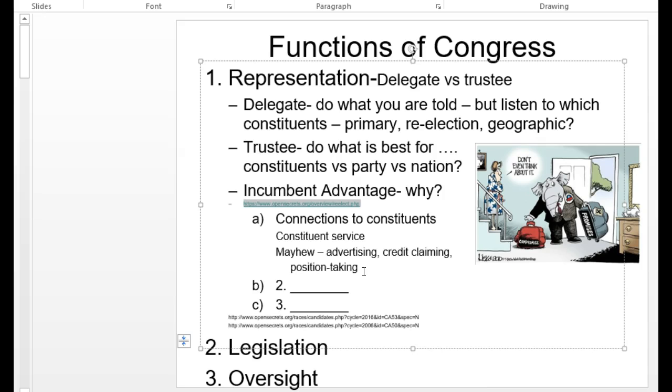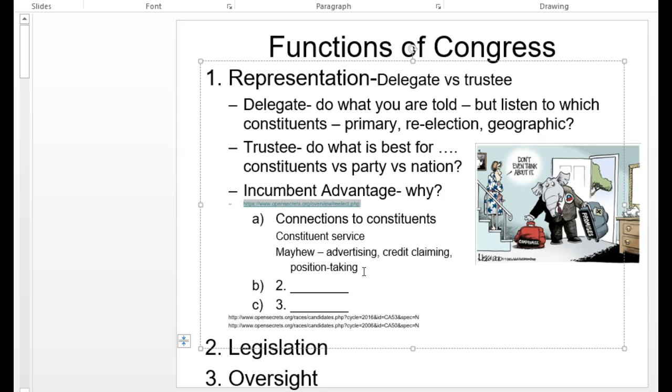Credit claiming is another advantage, and that is that members of Congress can do things like acquire money for different kinds of things in the district. One of the local representatives, for instance, was able to get a couple $100,000 for police radios for North County police stations, and was able to take credit for that and show up at the ceremony and advertise the fact that they had brought this valuable commodity to the district.